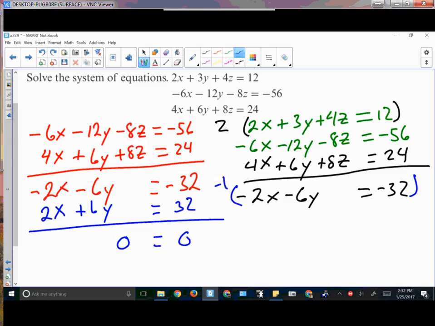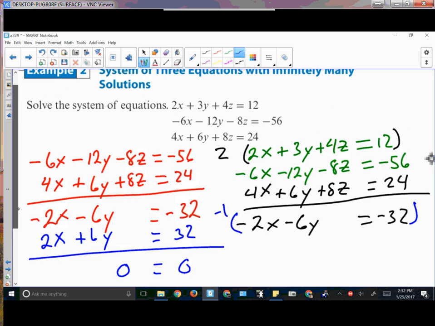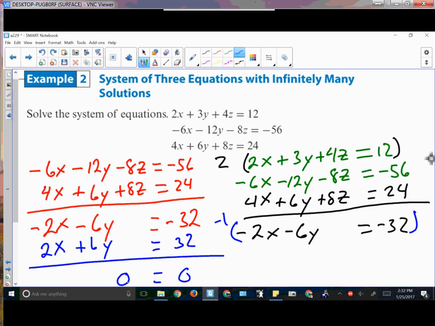So what this is telling us, just like before, when we get 0 equals 0, or a number equal to a number, where the equality is true, is that this is infinitely many solutions. This means that each one of these will create the same lines, multiples of each other. So that's what that looks like.